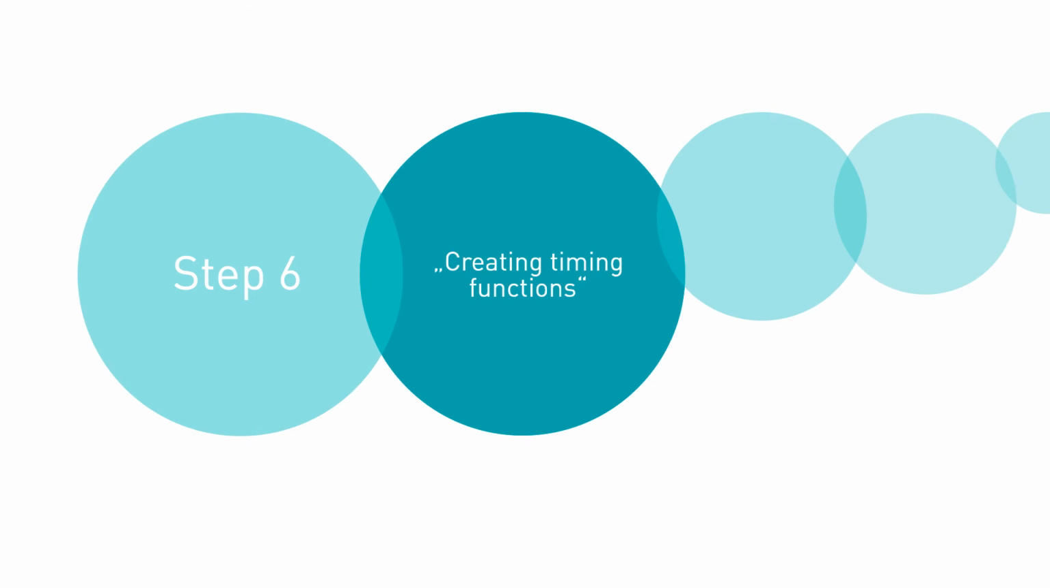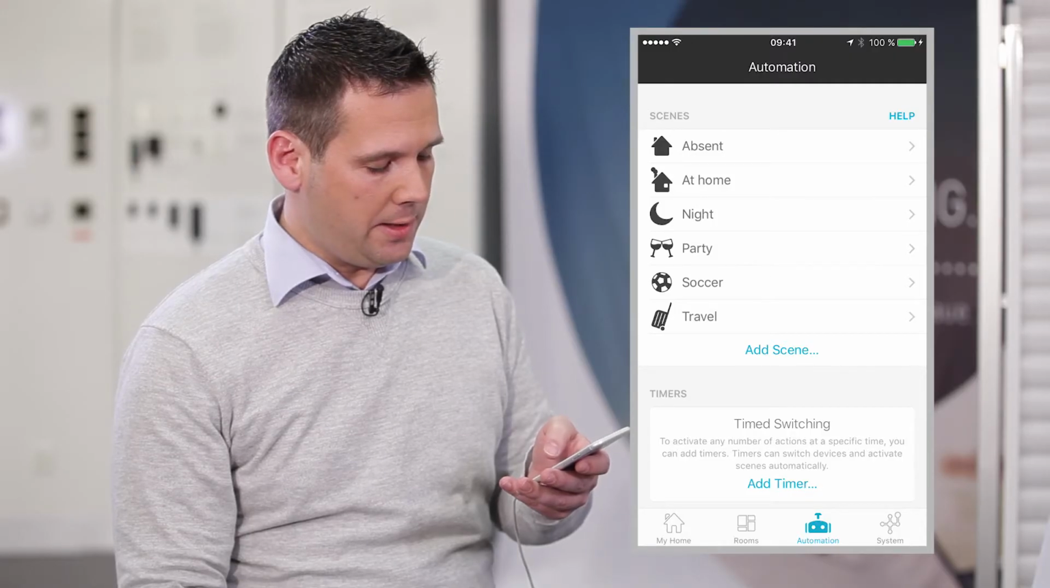Step 6. Creating timing functions. Now let's take a look at timing functions. This is so that we can set actions to be executed at a specific time. For example, we could set the blinds to go up in the morning and go back down again in the evening as if by magic.